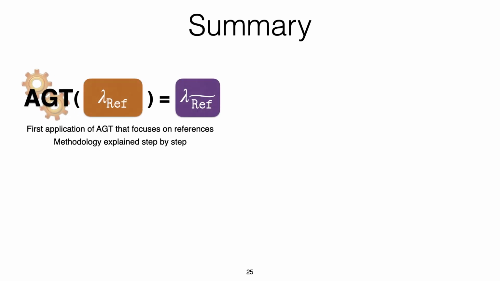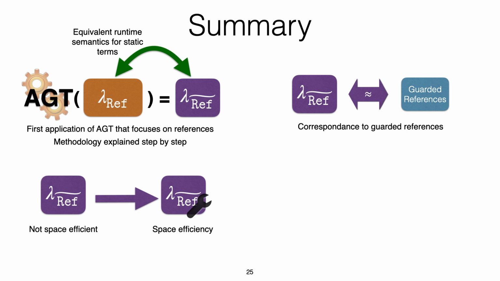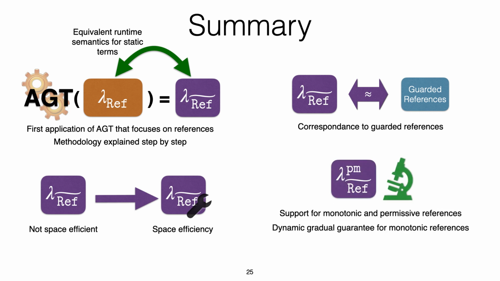So as a summary, this is the first application of AGT that focuses on references, where we show the methodology step by step. If you look for a tutorial on how to apply AGT, look at this paper. We also prove that the runtime semantics are equivalent to lambda ref for static terms. We also show that lambda ref hat corresponds to guarded references, that lambda ref hat is not space efficient, and how to recover it. And finally, we show how to support monotonic and permissive references, proving the dynamic gradual guarantee for this extension. Thank you.